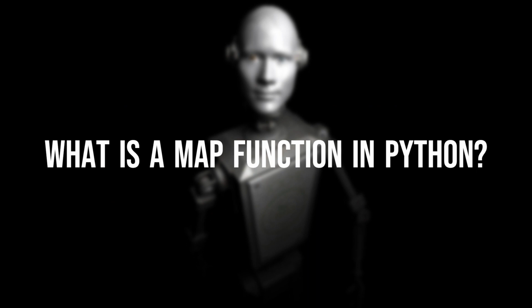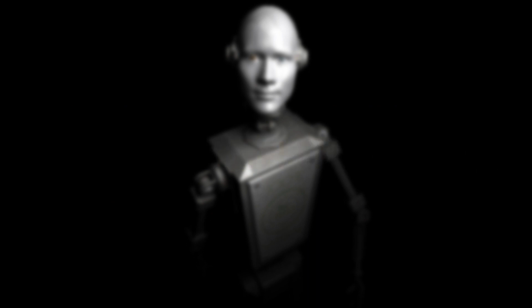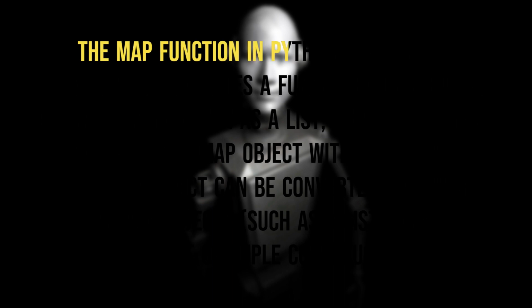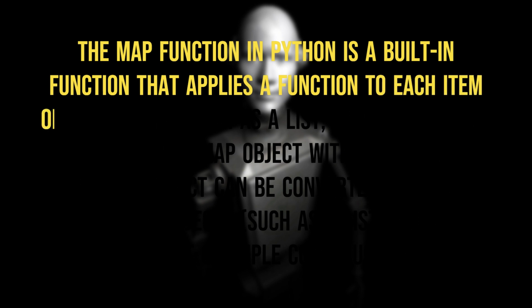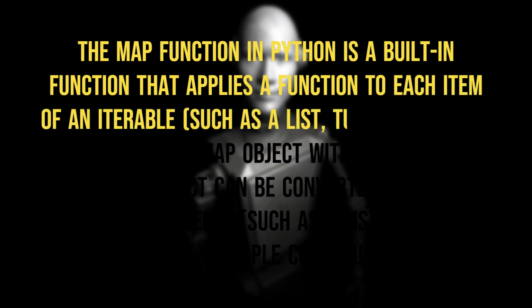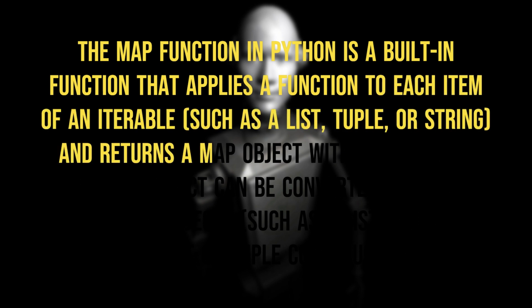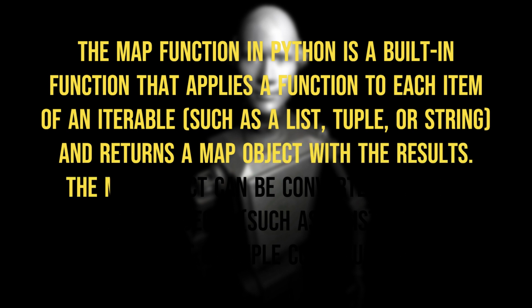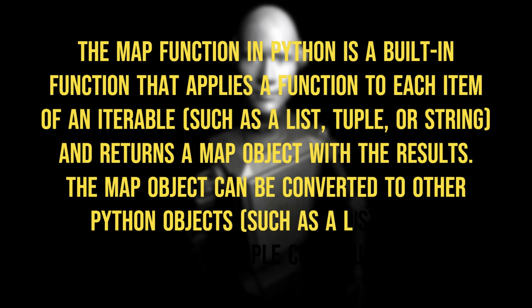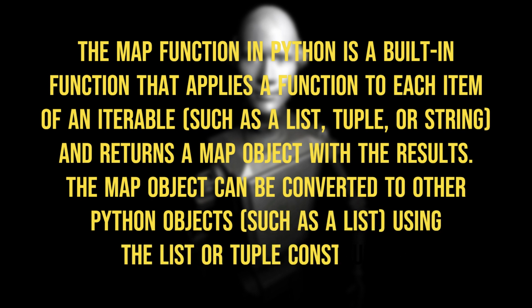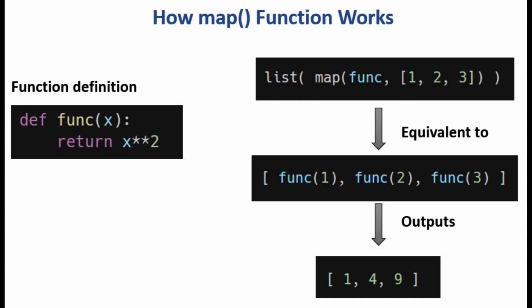Next question is, what is a map function in Python? Answer. The map function in Python is a built-in function that applies a function to each item of an iterable, such as a list, tuple, or string, and returns a map object with the results. The map object can be converted to other Python objects, such as a list, using the list or tuple constructor. Here is an example of map function in Python.